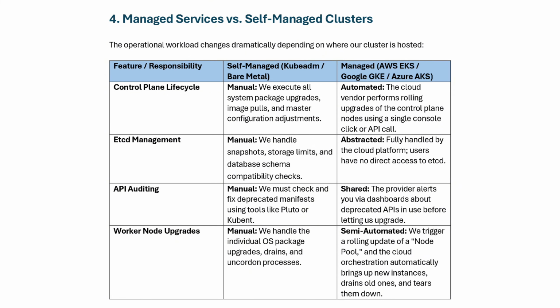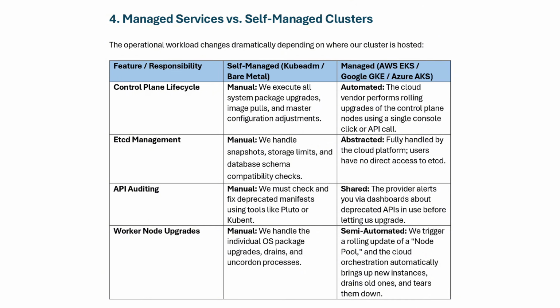So as I mentioned before, in manual or self-managed nodes, we perform all the upgrades manually, as we are the owner with isolated ownership of that cluster. That can be bare metal. Whereas for managed AWS EKS or other providers, it is automated by a single click or API call.